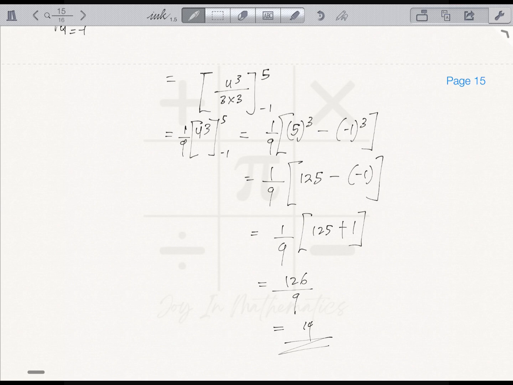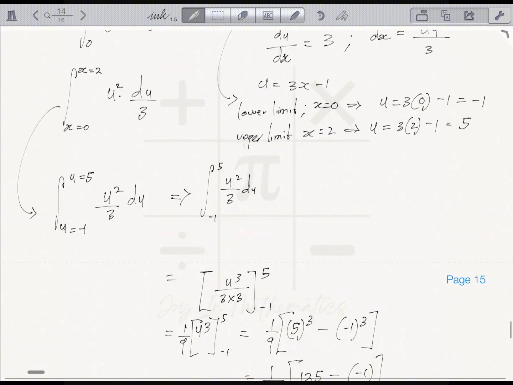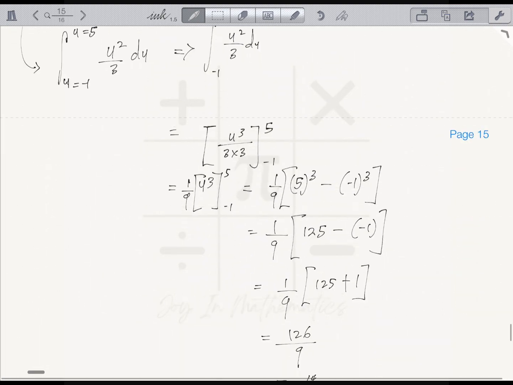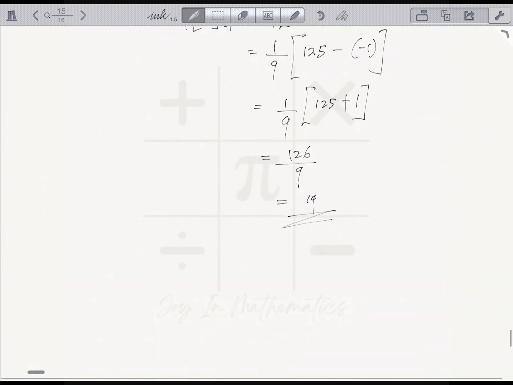So we can see that with integration by substitution, we have our answer to be 14, and if we go through opening the brackets, we still have our answer equal to 14. You can check out more videos on calculus on the YouTube channel, so that you have more understanding of both integration by substitution and also change of limits.